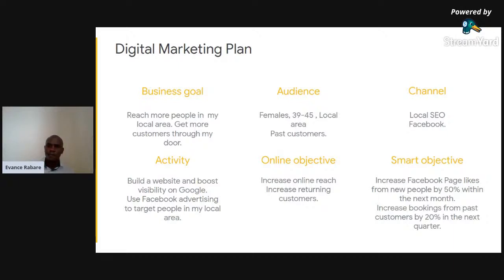and also past customers. The channels he was considering were local SEO and Facebook. Activities that Mondil had in place were to build a website and boost visibility on Google, and use Facebook advertising to target people in his local area. Some of the online objectives that Mondil had are to increase online reach and increase returning customers. The SMART objectives he had were to increase Facebook page likes from new people by 50% within the next month, and increase bookings from past customers by 20% in the next quarter.